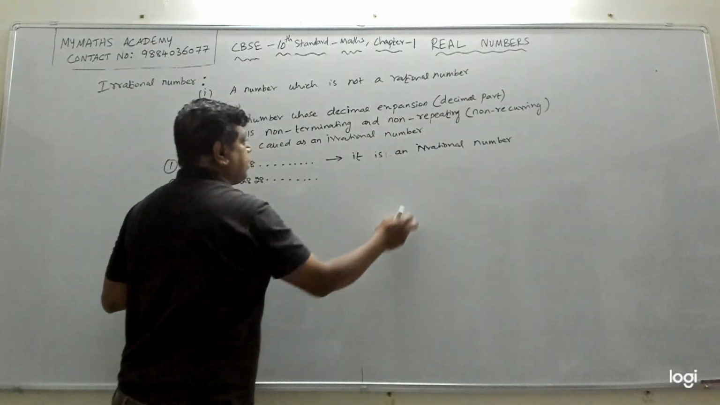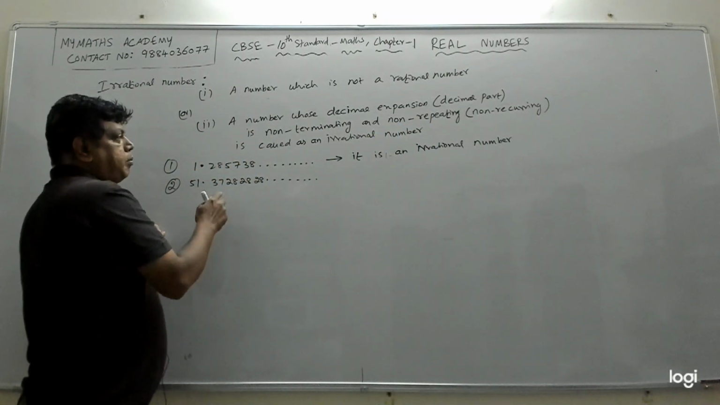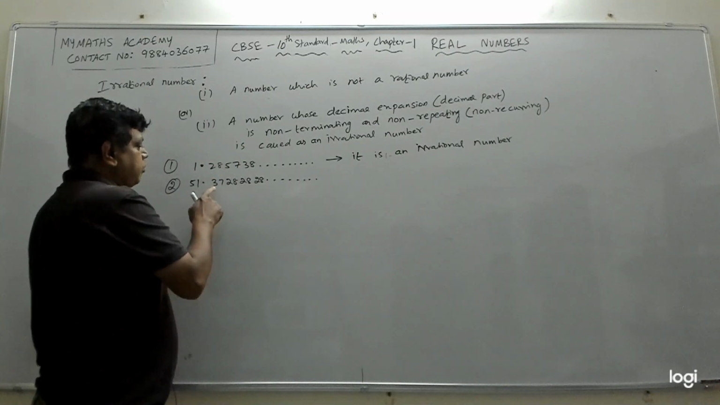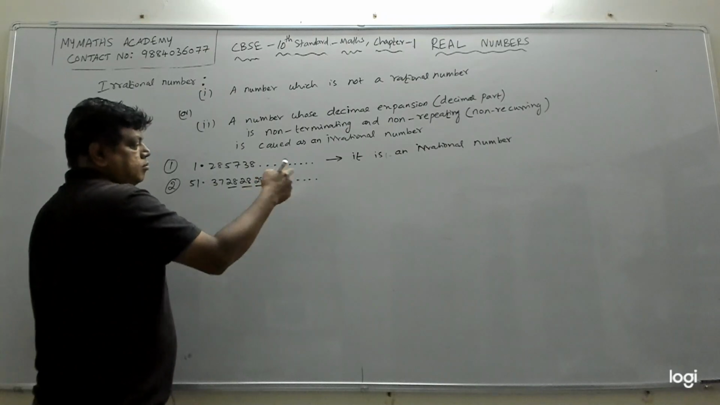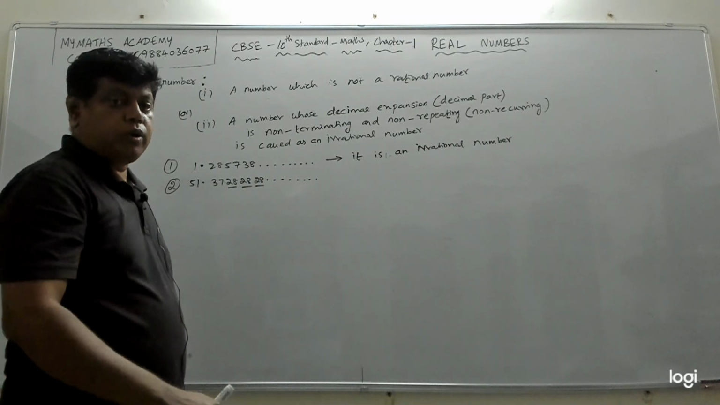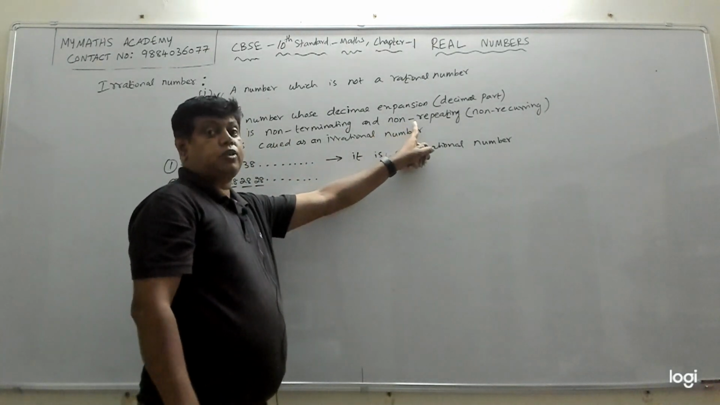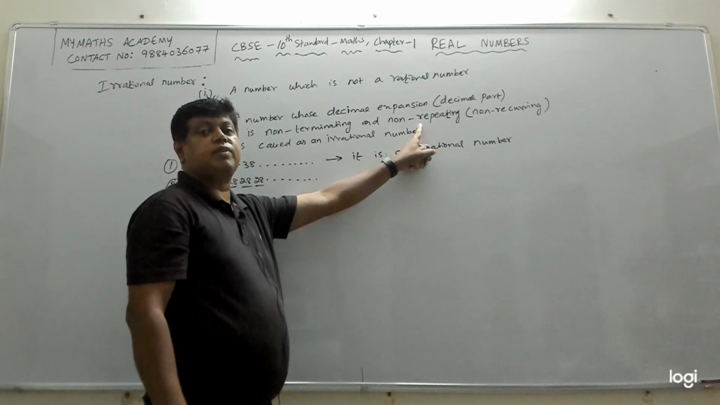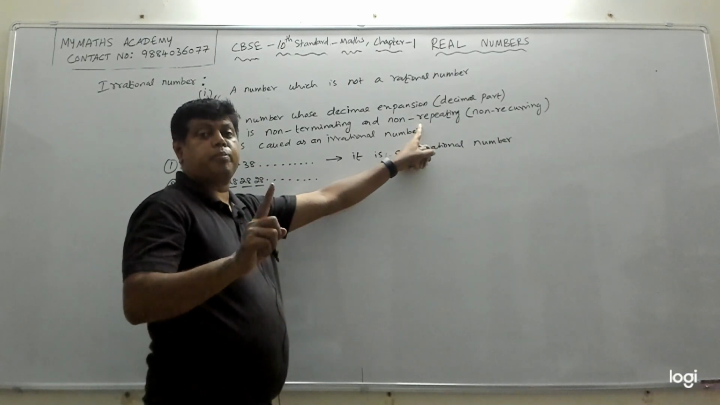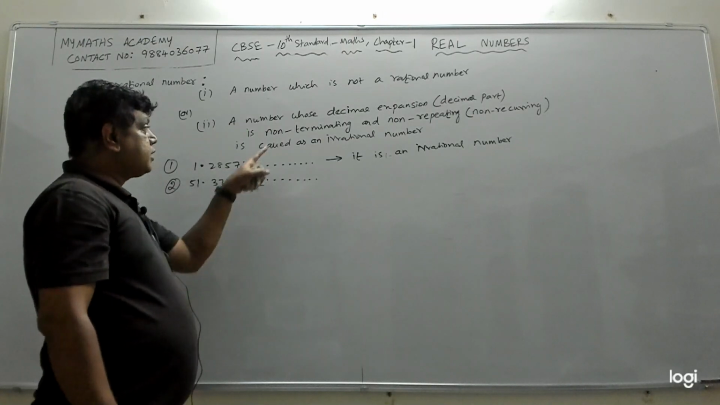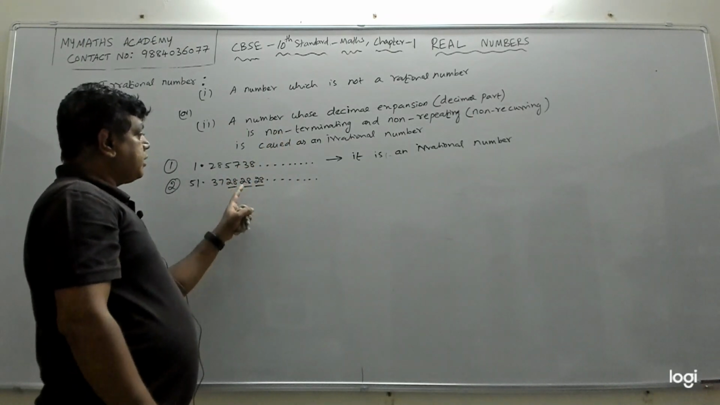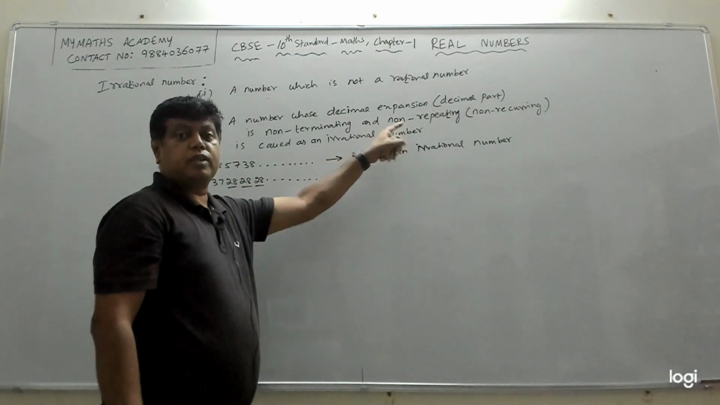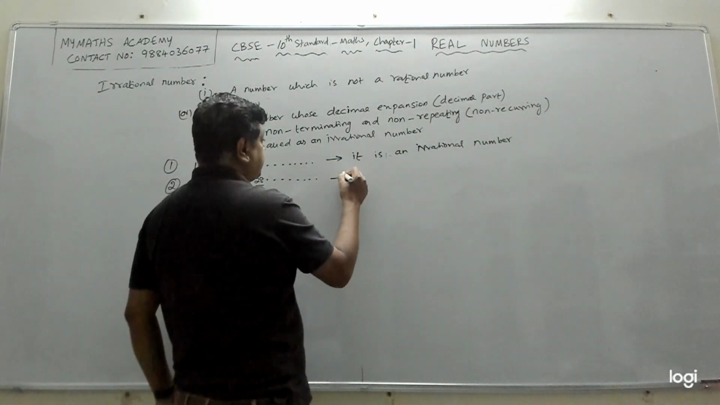Now non-repeating means no number, or no set of numbers, should repeat. If you see here, this 28 is repeating: 28, 28, 28. So it is repeating, not non-repeating. This condition is failing. Non-repeating means it should not repeat, but here it is repeating. Non-terminating is true, but since it is repeating, the second condition fails. Therefore, it is a rational number.